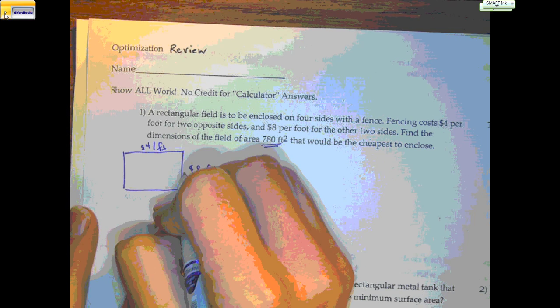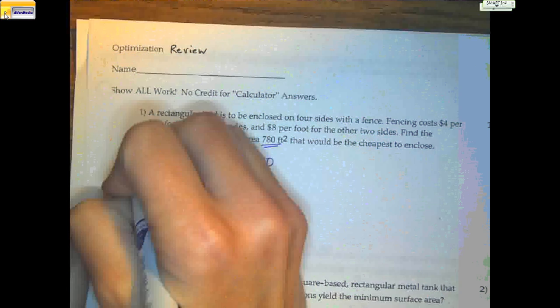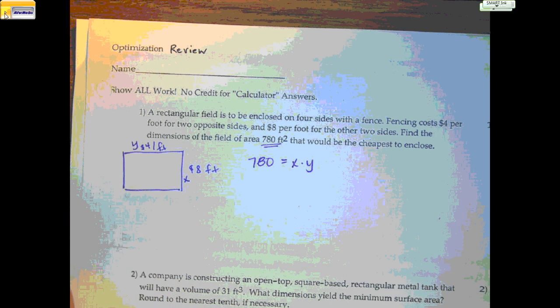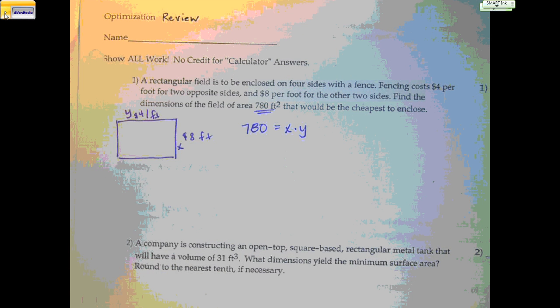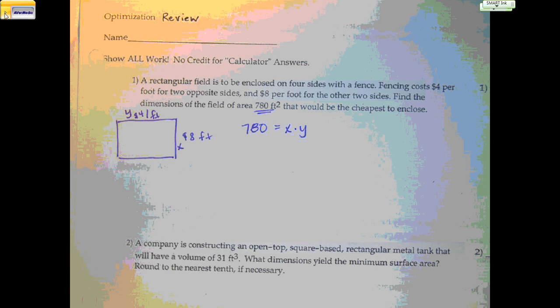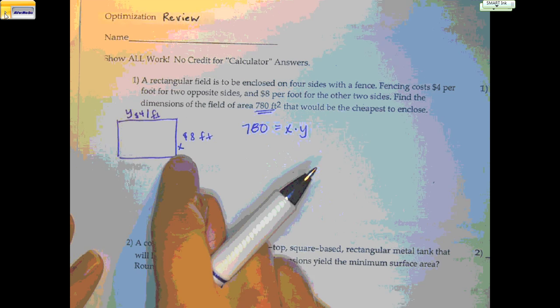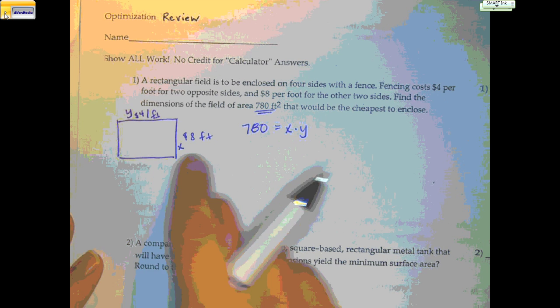I'm going to call this side X and this side Y. So area equals X times Y. That's how we find area, right? So are we trying to minimize the area or something else? The perimeter, right? We want to minimize the cost of this fence, but we need the area to be 780.